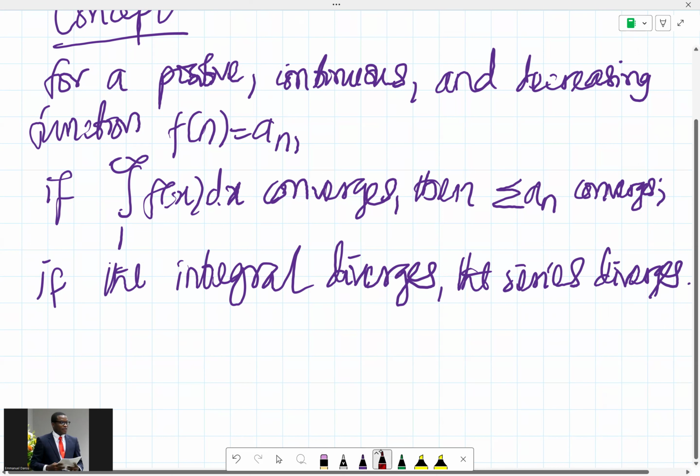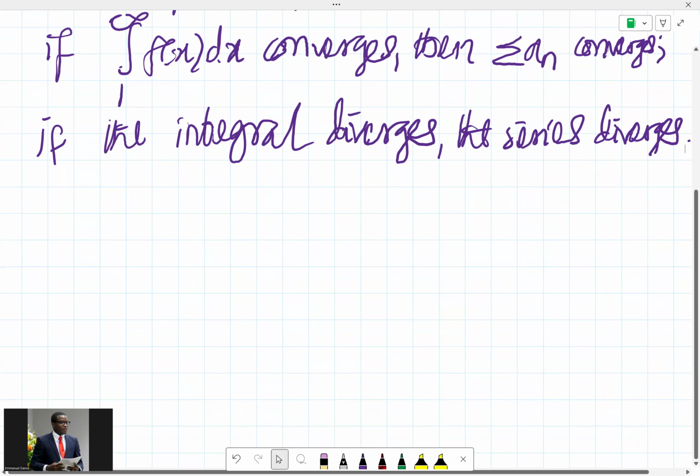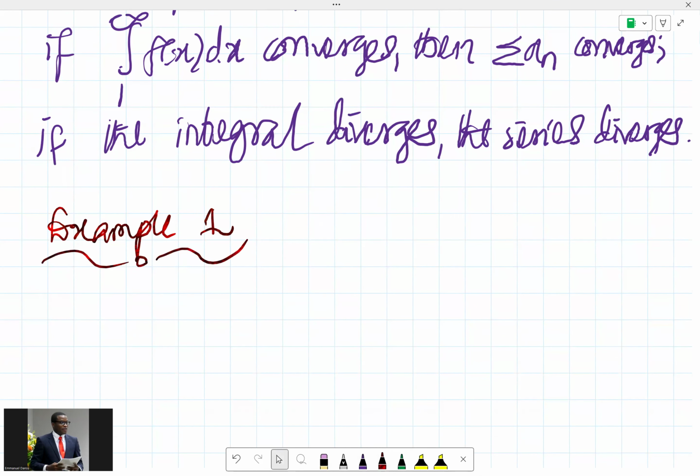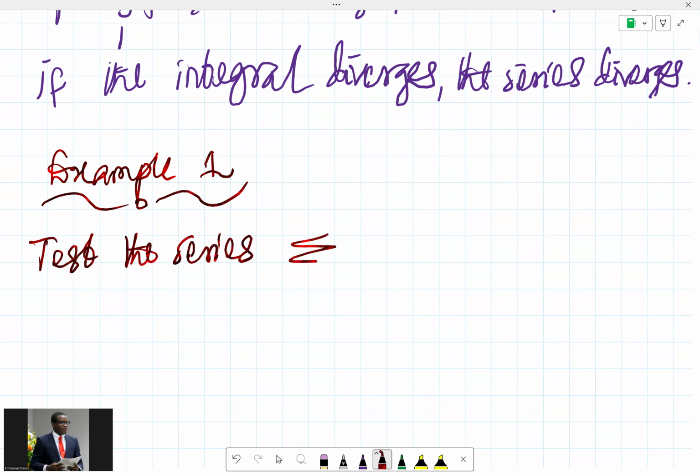Can we take some examples to drive the point right home? So let's take example one. Test the series, the summation from n equals 1 to infinity of 1 over n squared. That's what we want to test. And right there, the solution.